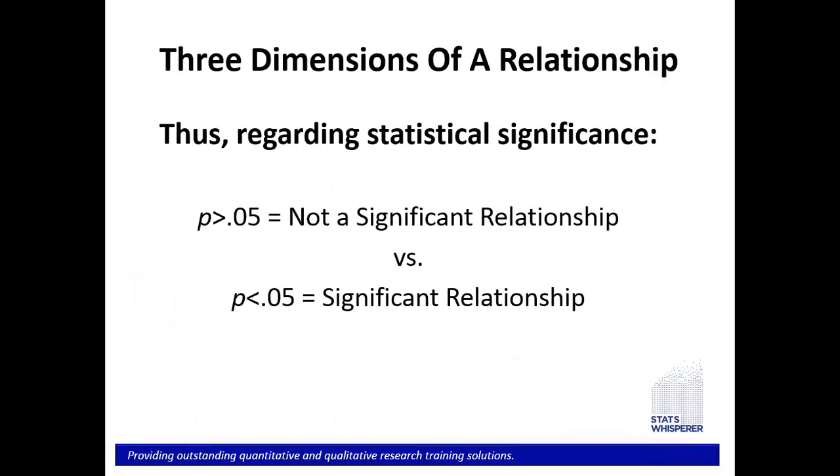So the key message to keep in mind when we're doing our quantitative data analysis is that for each inferential test, you're going to see a p-value, the probability. If p is 0.05 or less, it's a significant relationship. If p is greater than 0.05, the relationship is not significant. That's the first dimension of the relationship between variables we'll note, and that's often the most focused upon dimension.